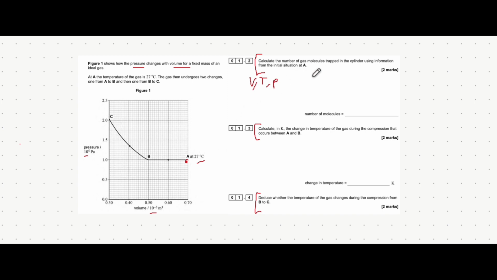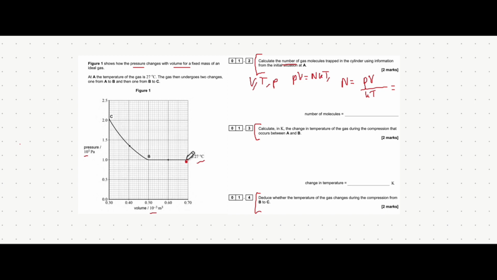But what we can use to find the number of gas molecules is the equation that pressure times volume is equal to the number of gas molecules multiplied by Boltzmann's constant multiplied by temperature. Making capital N the subject of the formula, we'll be able to find the number of molecules. So that's pressure times volume divided by Boltzmann's constant multiplied by temperature.